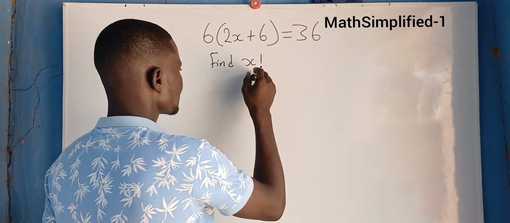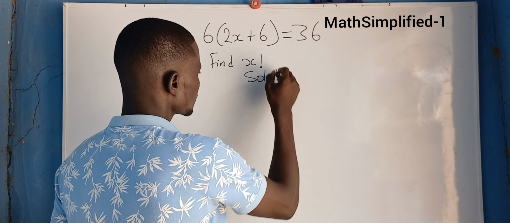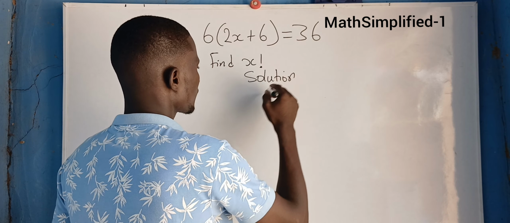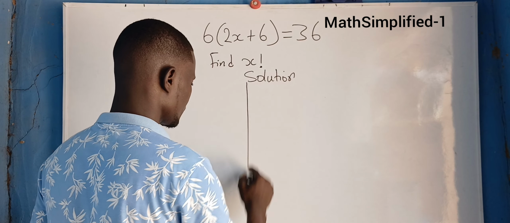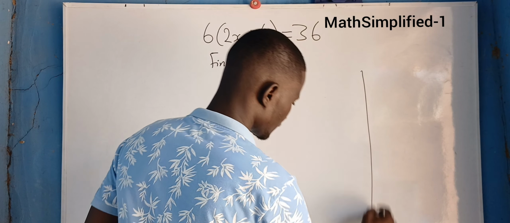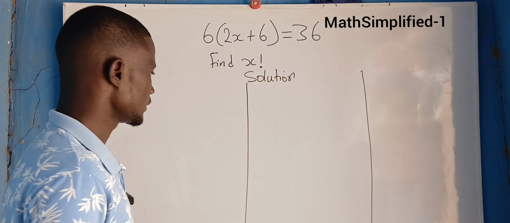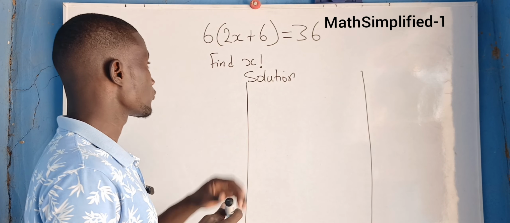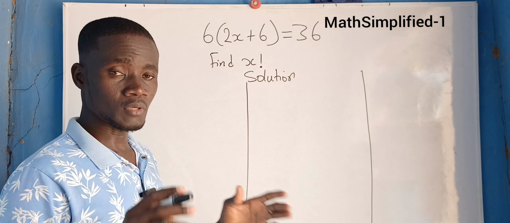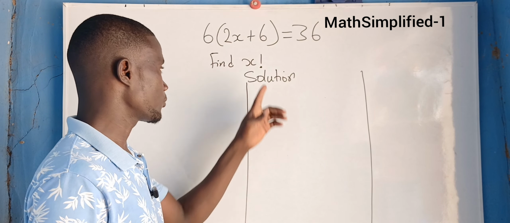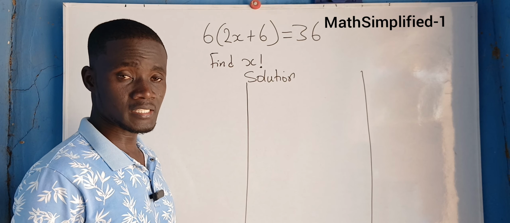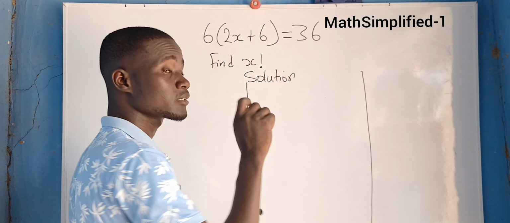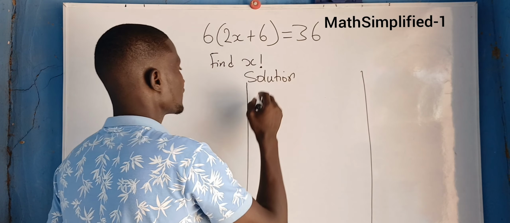Let's solve it together. So let me divide the board into these three portions. First of all, let me show you how to find the value of x here. I believe a lot of us can do that, but the problem is how to find x factorial. The symbol here means factorial. So let's find the value of x here.